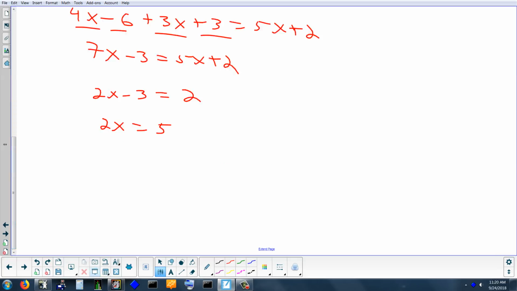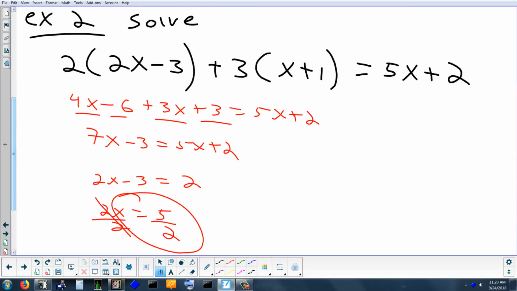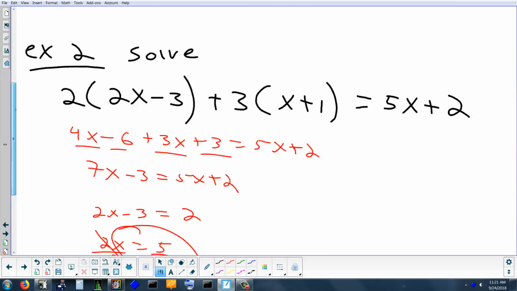Okay, and Madison, my last step would be to divide 5 by 2. Divide everything by 2, so you get x equals 5/2. Okay? So that's a lot more complicated than just an equation like 2x equals 10, but it's still linear.